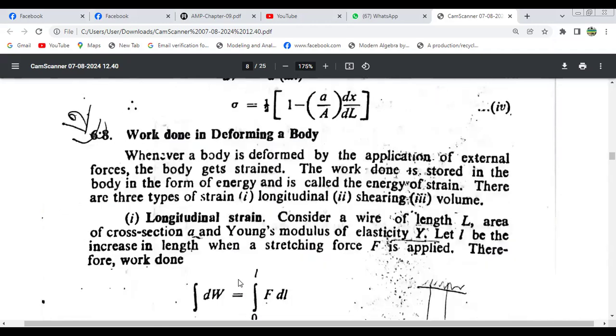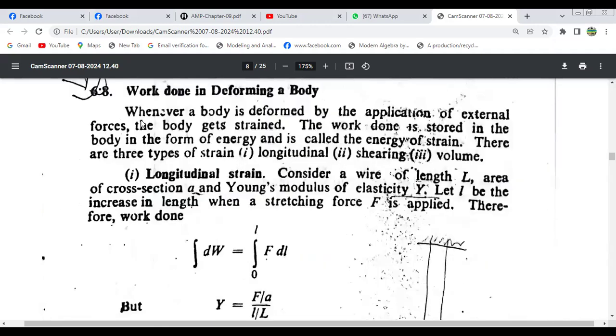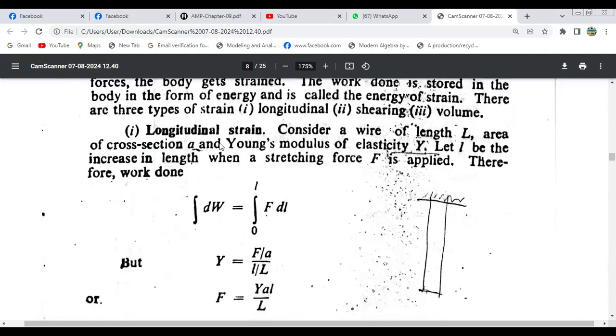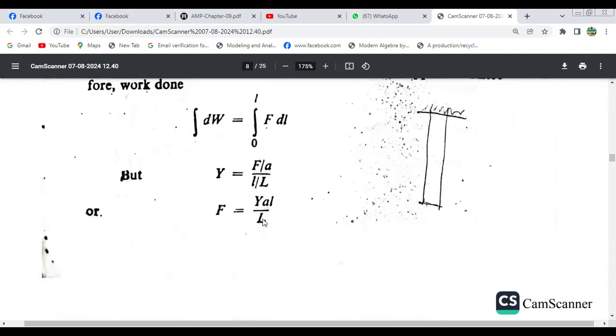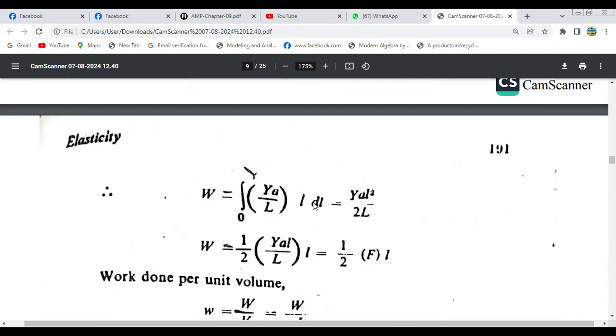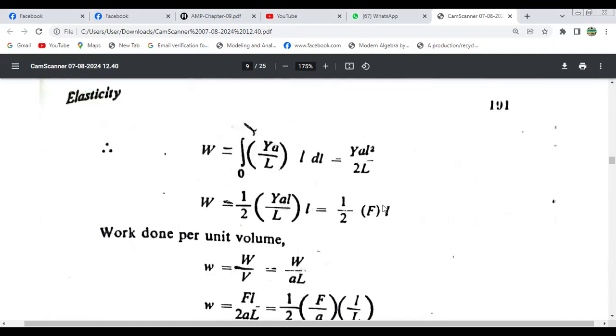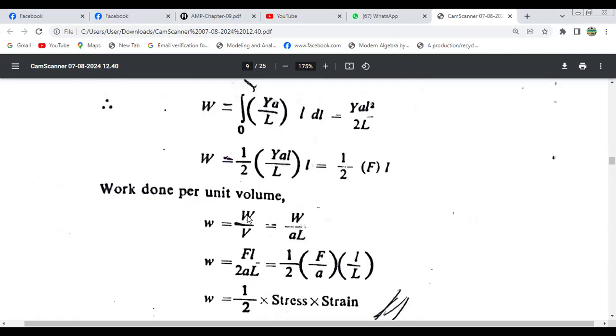Now work done in deforming a body. So for work done in a longitudinal strain, consider a wire of length L, area of cross section A, and Young modulus of elasticity Y, and l be the increase in length when a stretching force F is applied. Therefore work done will be integral from 0 to l. That means increasing length, this is the applied force, and this is the increased length. But we know Young modulus equals F divided by A times l by L. So F equals this, just putting the values here, we have to integrate 0 to l. So integration will be half F l. Work done per unit volume equals what will be?